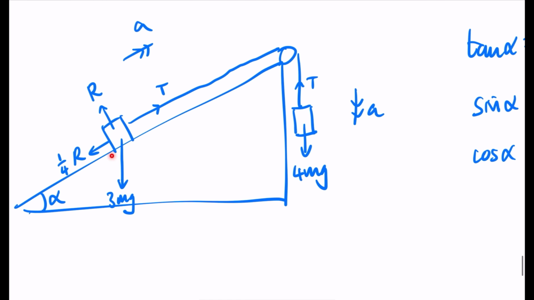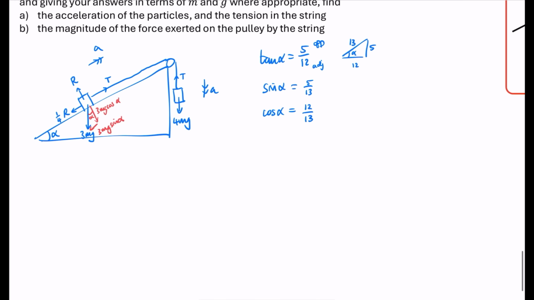Over here, this 3mg is going to need to be resolved so that we have a force here and here. There's my alpha. So this will be a 3mg cos alpha and a 3mg sin alpha. So I'm going to start off with the easy one. For B, I will do its equation of motion, which is just going to be F equals ma. I'll do it in the direction it's moving in. So moving downwards, the resultant force is 4mg minus T, which equals its mass, which is 4m, multiplied by its acceleration.